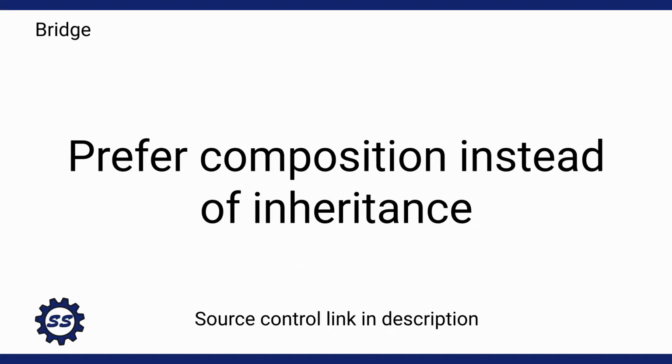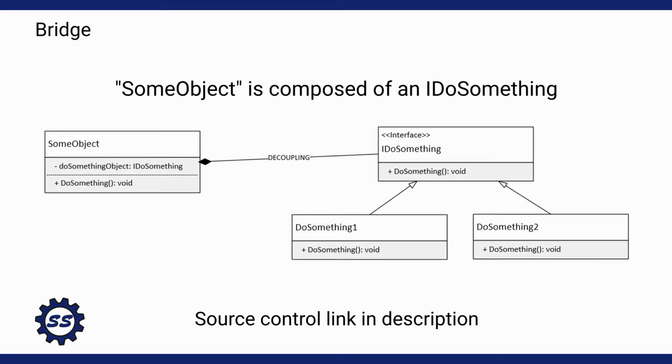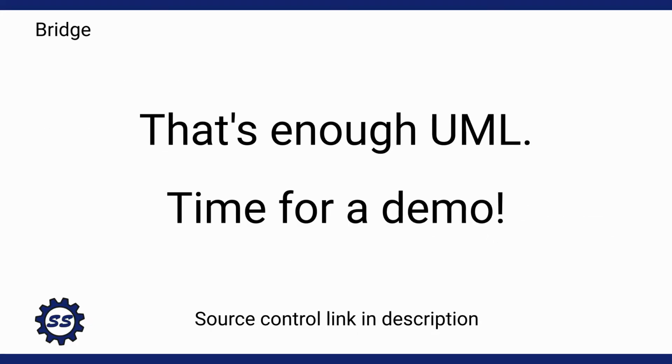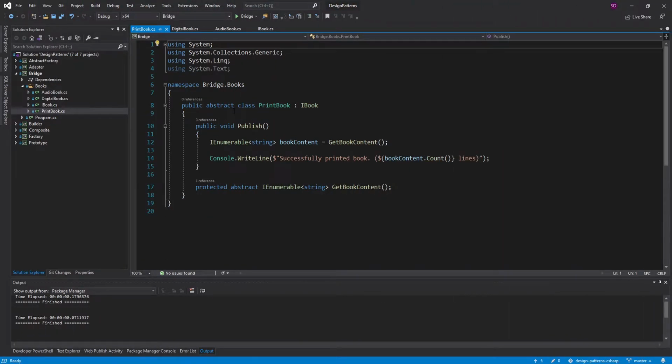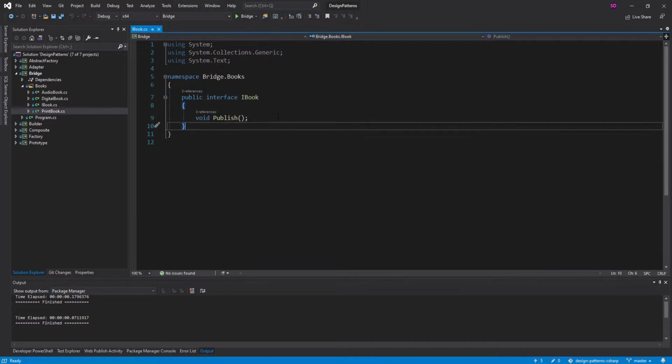And the whole idea behind this pattern is composition over inheritance. So we're composing some kind of object of many other objects rather than having a gigantic inheritance tree, and that's what makes our code very flexible. And honestly, I had trouble coming up with a demo for this pattern because I'm just so used to using the bridge pattern. So my application is based on books as represented by this IBook interface, and a book can be published.